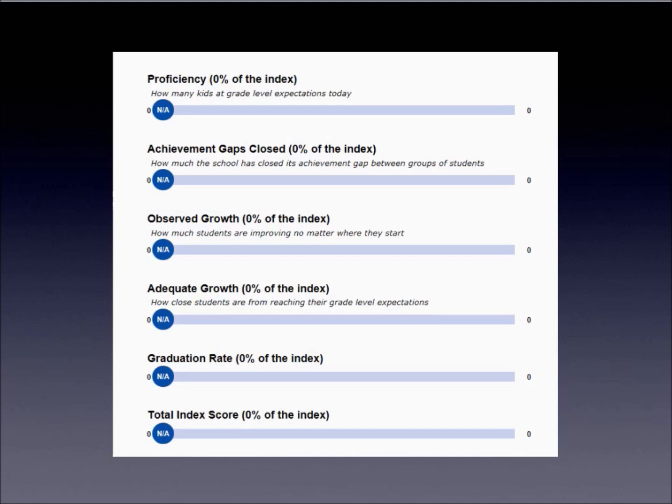Adequate growth is the idea that students are approaching mastery. So if you have those partial mastery students and their scale scores go up and they come closer to being actual mastery students, you'll see points for that. Does that affect the student learning goals?